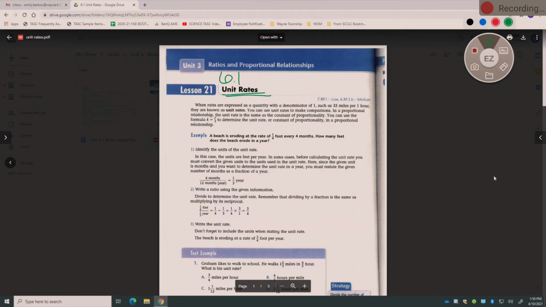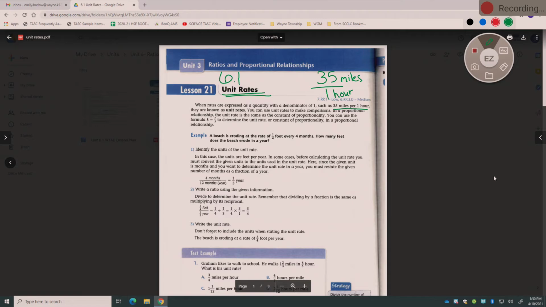And when rates are expressed as a quantity with a denominator of 1, so we would say 35 miles per hour, we could write it like this: 35 miles every hour. So when we can write it with a denominator of 1, it's known as a unit rate. We use unit rates to make comparisons.